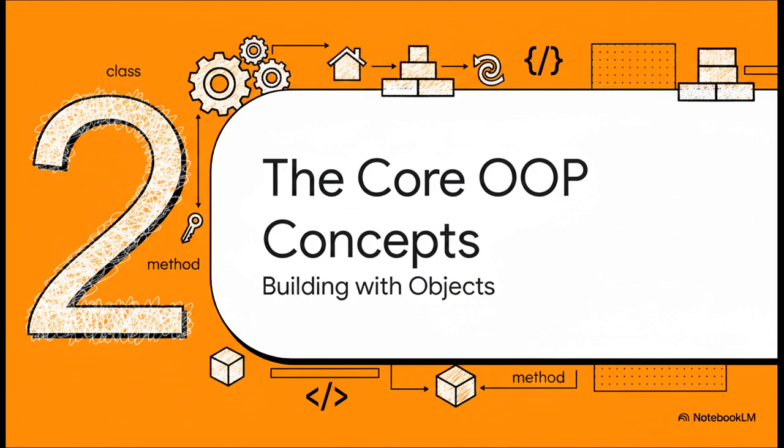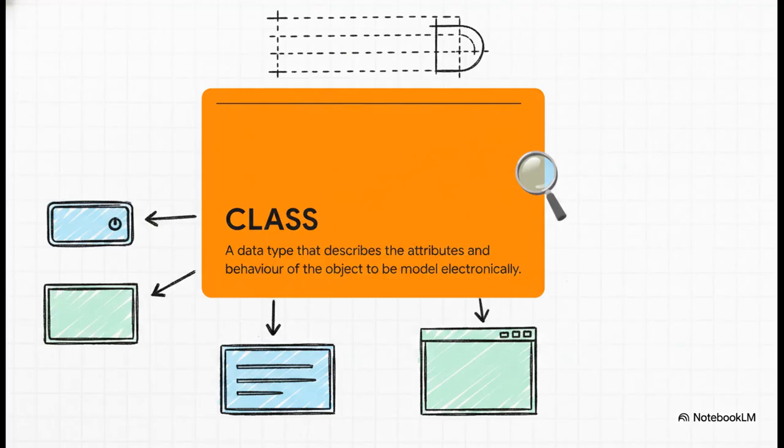This is really the core vocabulary of object-oriented programming. First up, we have the class. Now, the definition here says it's a data type that describes attributes and behavior. A simpler way to think of it, it's the specification. It's the recipe. In the Delphi world, T-button, T-label, T-form, those are all classes. They're the blueprints for what buttons, labels, and forms are supposed to be.